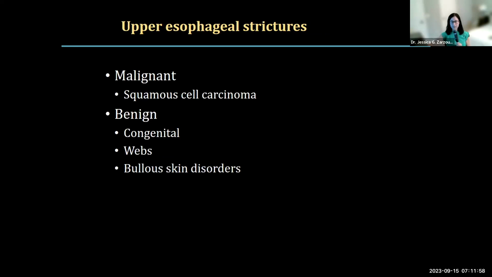So we'll start with upper esophageal strictures. In the upper esophagus, the most common type of malignant stricture is a squamous cell carcinoma. And benign types of esophageal strictures in the upper esophagus include congenital strictures, webs, and strictures from bullous skin disorders.